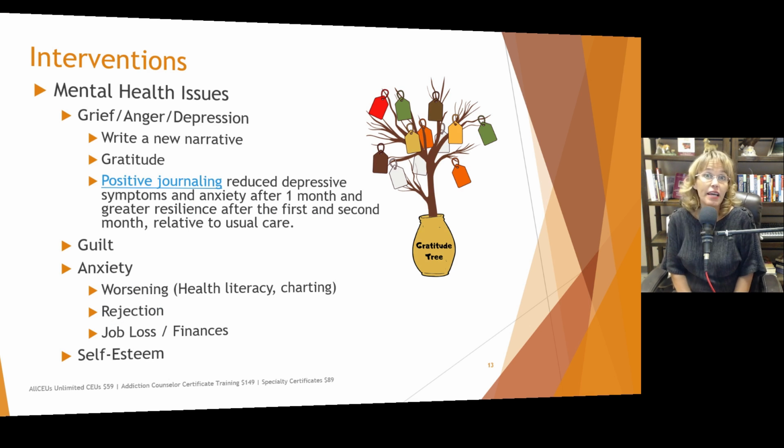Mental health issues that we may need to address. Grief, anger, and depression that can occur as a result of physiological limitations, as a result of a diagnosis, or as a result of inflammation. Help people write a new narrative. Okay, I have this autoimmune disorder now. That doesn't mean that my life's over. Let's close this chapter, and what does the next chapter look like with me, the protagonist, living a rich and meaningful life with an autoimmune disorder.